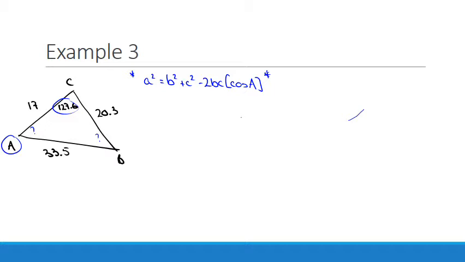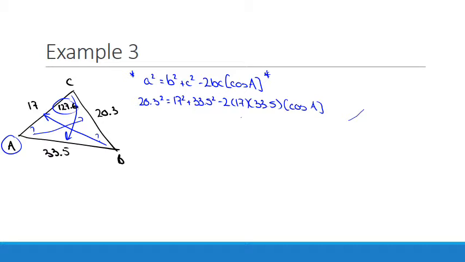Okay, so side A, that's going to be opposite, so that's going to be 20.3 squared. The B is opposite angle B, so that's going to be 17 squared. The C is going to be 33.5 squared. Minus 2 times the B value times the C value times cos of A. All right, and once again, we'll start calculating our numbers.